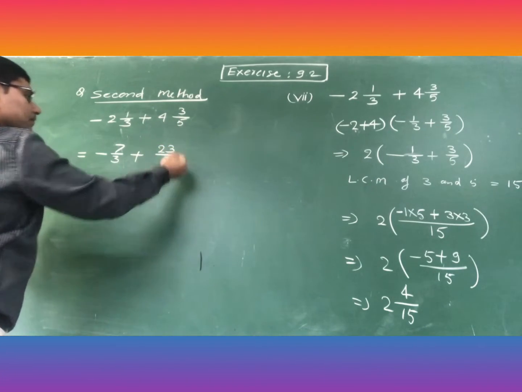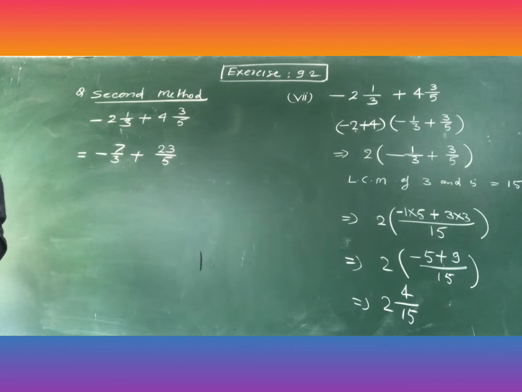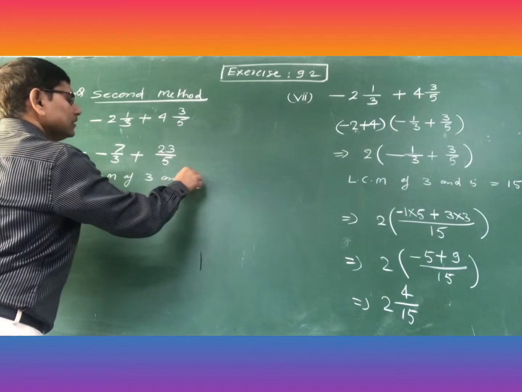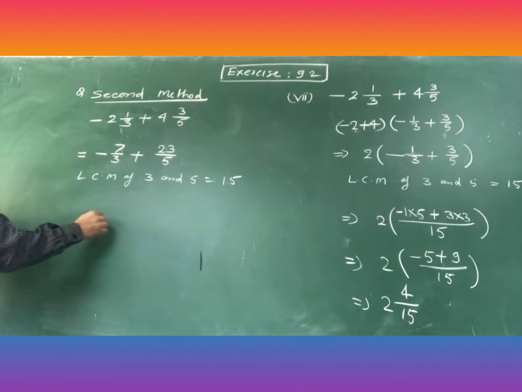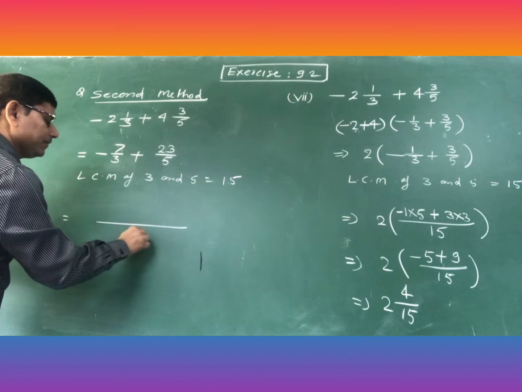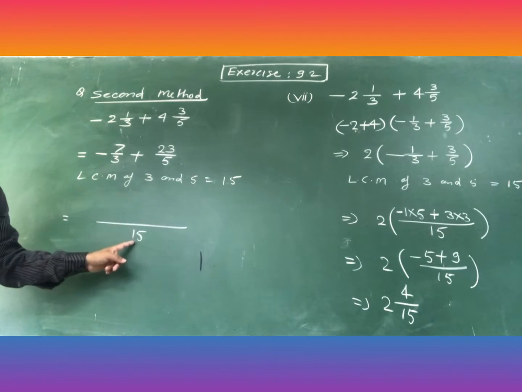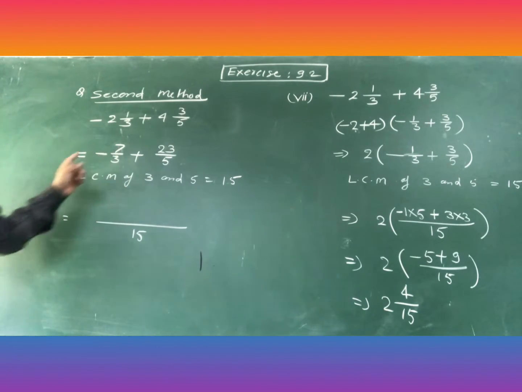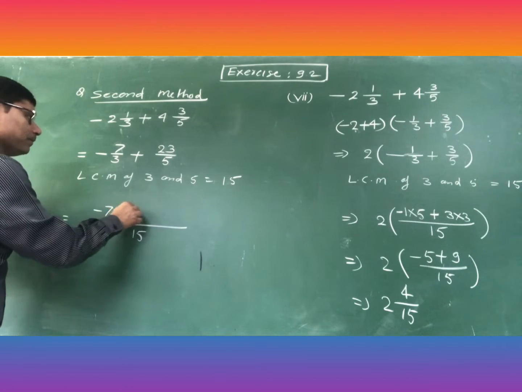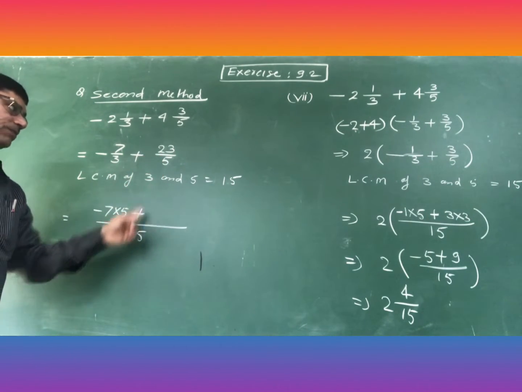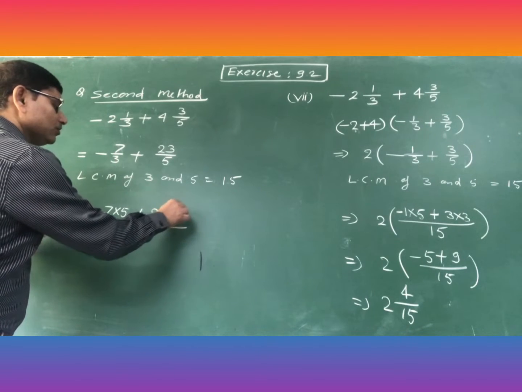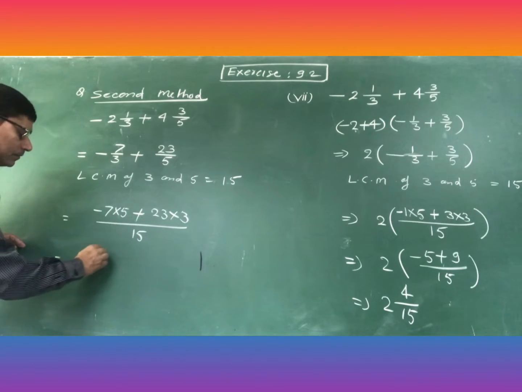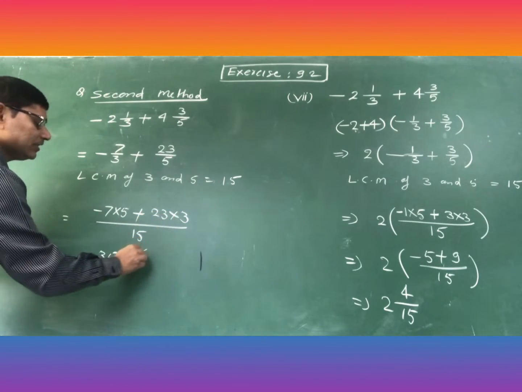23 upon 5. After that you will take the LCM of 3 and 5, it is 15. So now you will write 15 only one time, and now divide this by 15. So 15 by 3 means 5, and 5 into 7, plus, and divide this 15 by 5, 3, so 23 into 3. You will get 35 and 69.